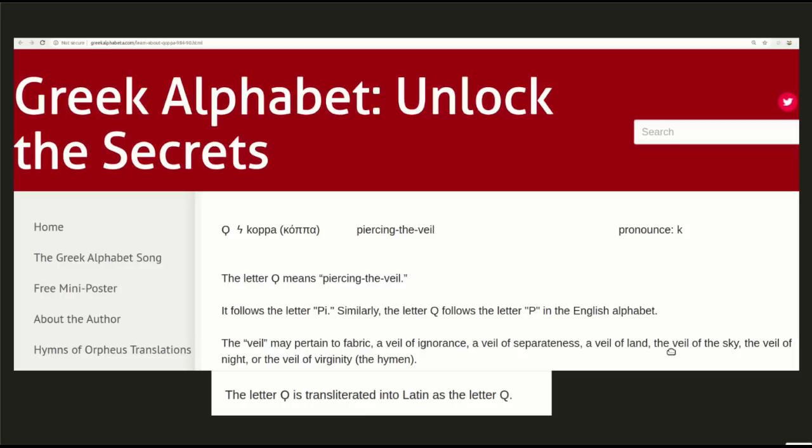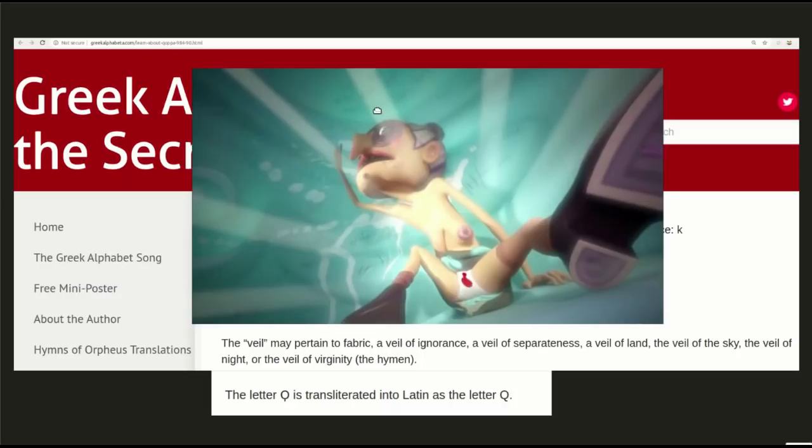The veil that the kopa pierces may pertain to fabric, a veil of ignorance, a veil of separateness, a veil of land, the veil of the sky, the veil of night, or the veil of virginity, the hymen. Okay, so we have an understanding of this Q as a point-like letter that pierces the veil sexually. And when we look back at our character, of course, she is in this position of being pierced, if I can speak that way, by the light.